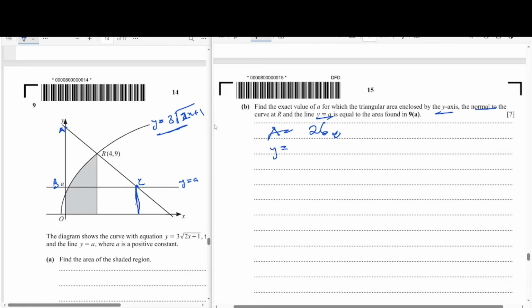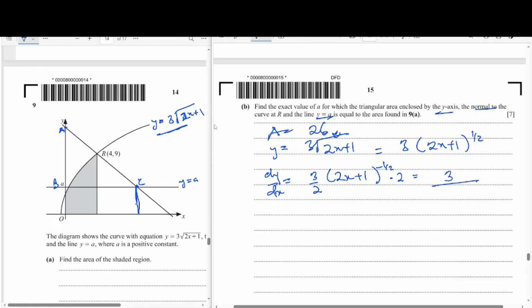So for y equals 3 in brackets 2x plus 1, which is the same as 3 in brackets 2x plus 1 all exponent half. Now dy/dx, which is the general gradient, is 3 over 2, 2x plus 1 exponent negative half, then times 2, which means that we're going to have 3 divided by (2x plus 1) exponent half, which is the same as root. So this is the general gradient.